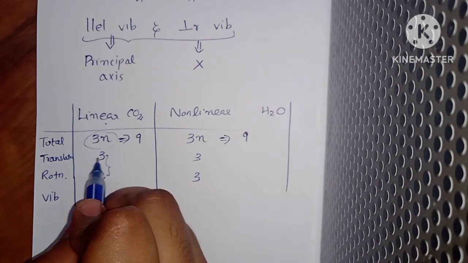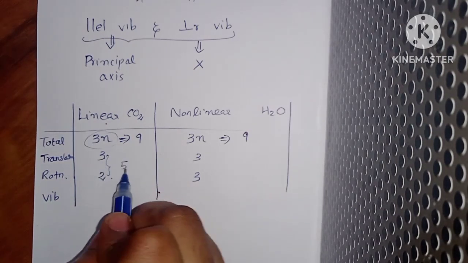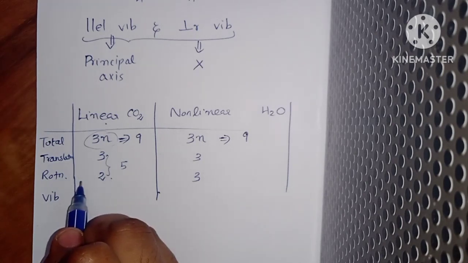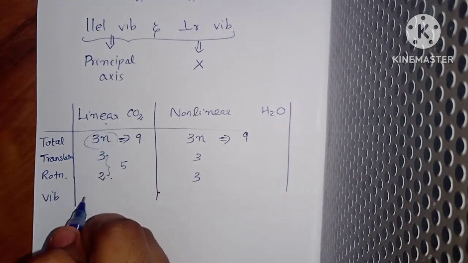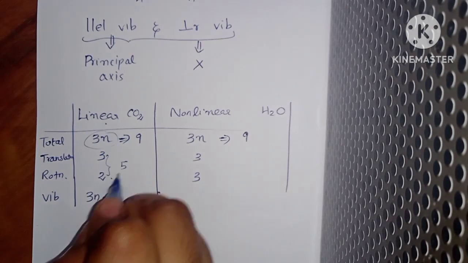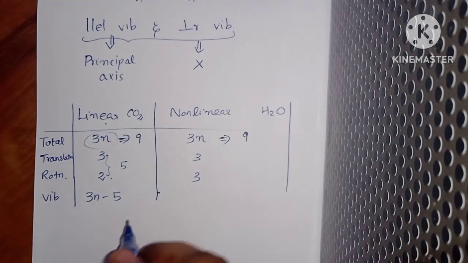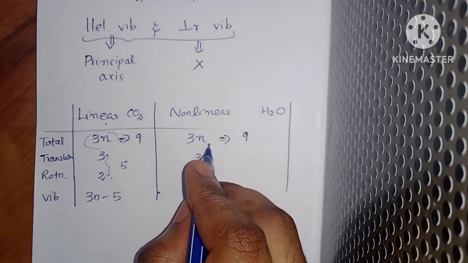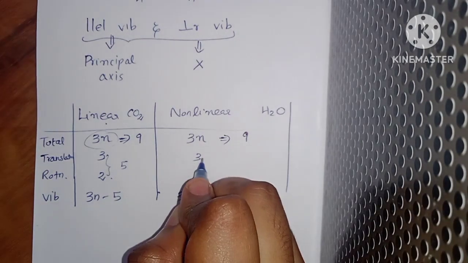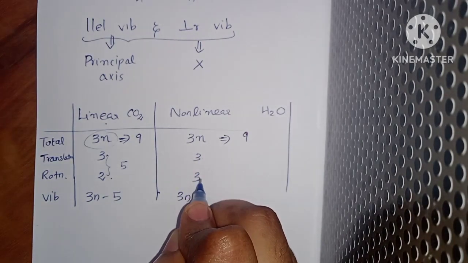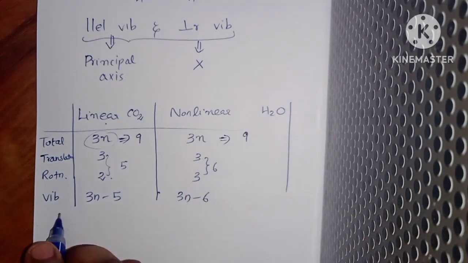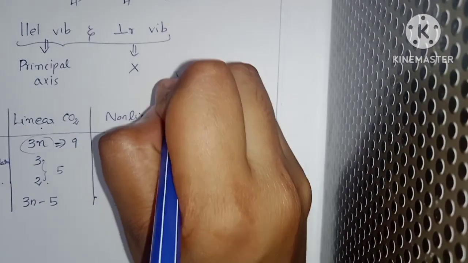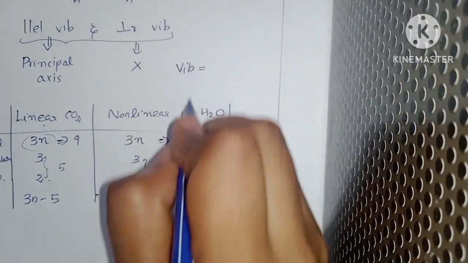That means here 3 plus 2, 5 is the translational and rotational together. So total is 3n. So 3n minus this 5 will give the number of vibrational transitions. For this also, 3n minus translational 3, rotational 3, so 6. 3n minus 6 will be the number of vibrations. That is simply like this.